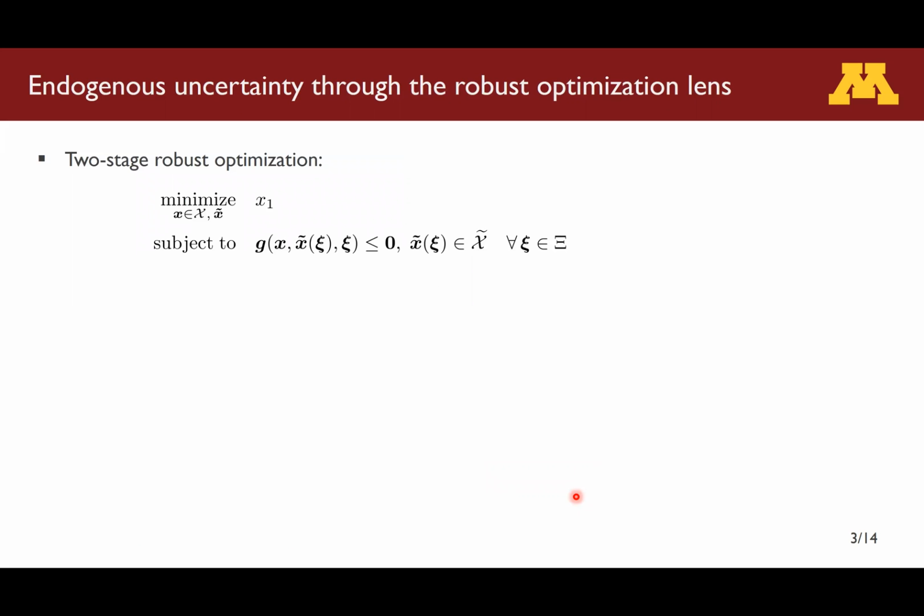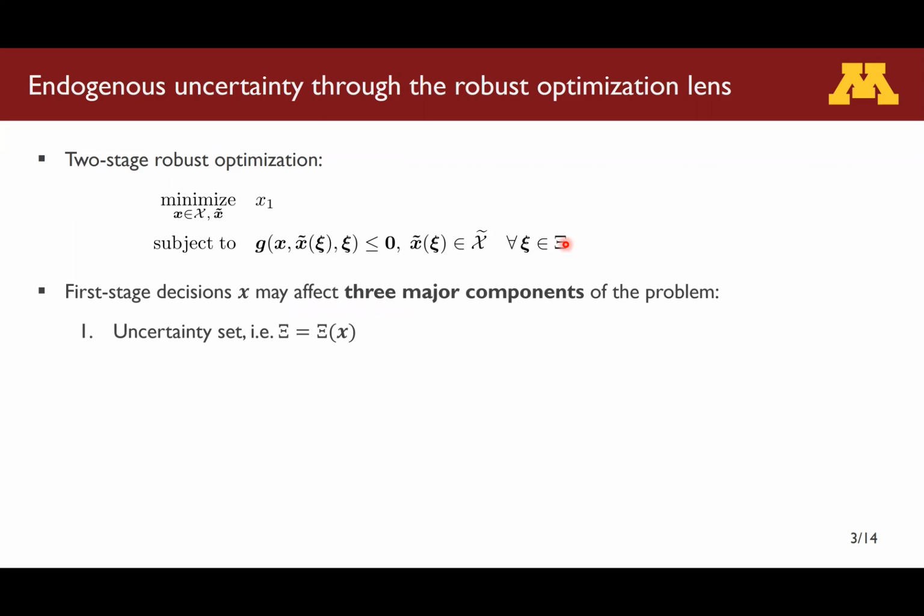So what does this all mean in the context of robust optimization? Let's take a look at this using this two-stage formulation. Here, X are the first stage variables and X tilde are the second stage recourse variables, which is why they're expressed as functions of the uncertain parameters Xi. Without loss of generality, we'll assume that the objective function is deterministic and the constraints have to hold for all Xi in the uncertainty set, capital Xi. With endogenous uncertainty, there are three major components of the problem that the first stage decisions may affect. The first is, of course, the uncertainty set, which is now decision dependent. We will talk about this in more detail on the next slide.